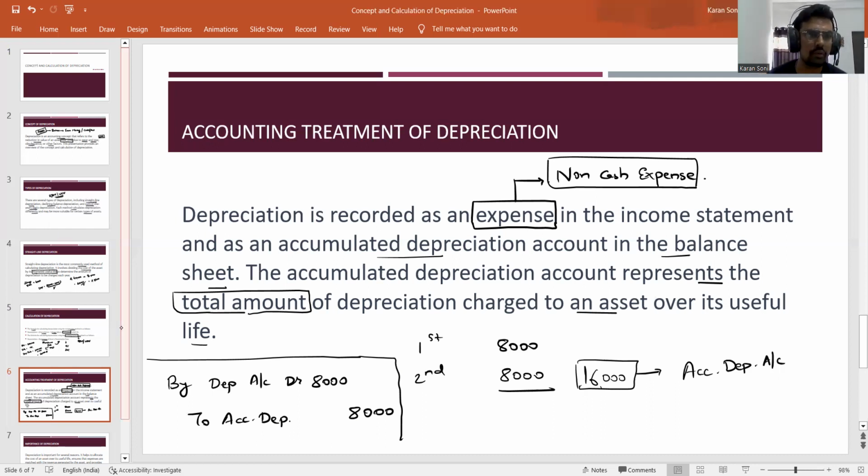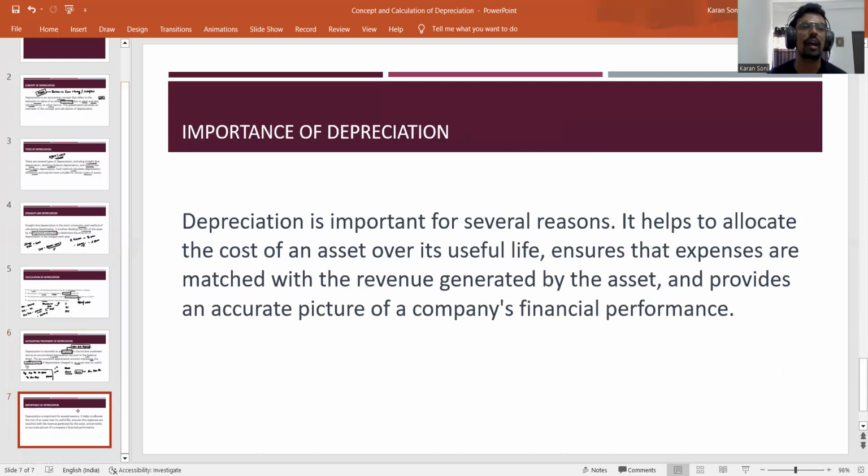Next, let's go to another slide, which is the last slide for today's session, because this is a trailer, so I cannot keep the trailer very long. Okay, I have to keep it short. Once you understand the trailer properly, then you are ready for the full movie. Okay. So the last slide, importance of depreciation.